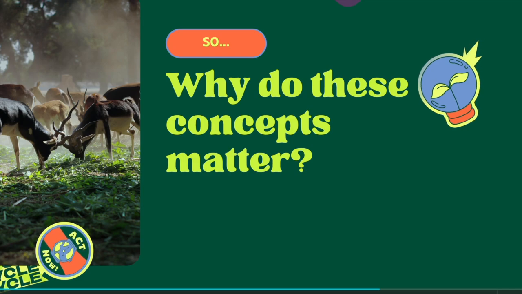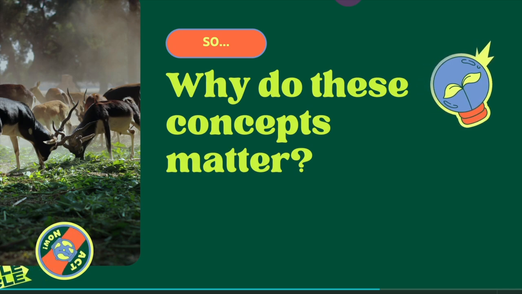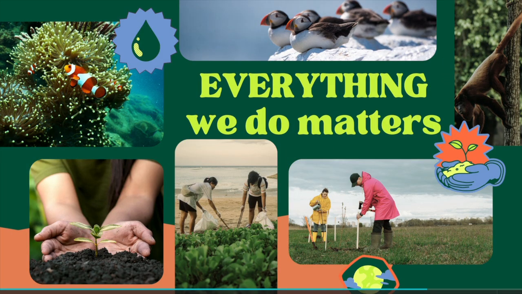So why do these ecological concepts and indigenous perspectives matter? They shape our approach to environmental conservation and sustainability. By understanding evolutionary processes, abiotic and biotic interactions, and embracing Etuaptmumk, we can make better decisions for the health of our ecosystem. We see the interconnectedness of life and the importance of preserving biodiversity.